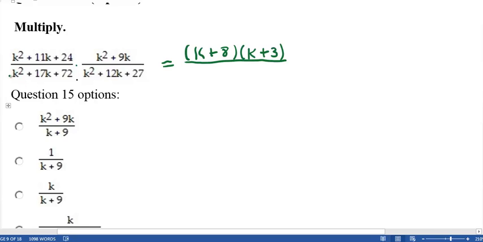Now we look at our denominator. Again, the leading coefficient is 1, so all we need to do is look for the factors of positive 72 that add to a positive 17. So 9 times 8 is 72, and 9 plus 8 is 17. So this would be k plus 8 and k plus 9.